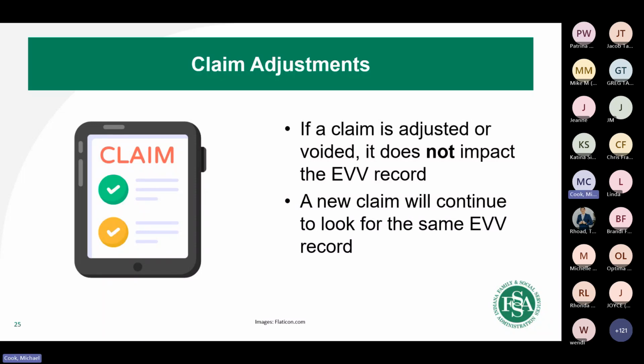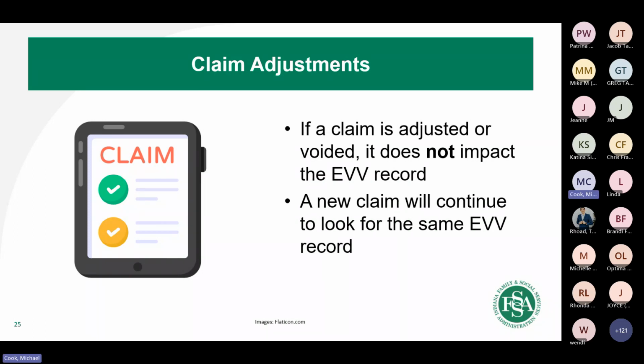Now let's talk about claim adjustments. One key thing to remember, and this has been asked before, if you need to go back to adjust or void a claim, it does not impact the EVV record. So if you had clean EVV activity, but perhaps you need to go back and make an adjustment to a claim, the EVV record that was there previously will remain there.